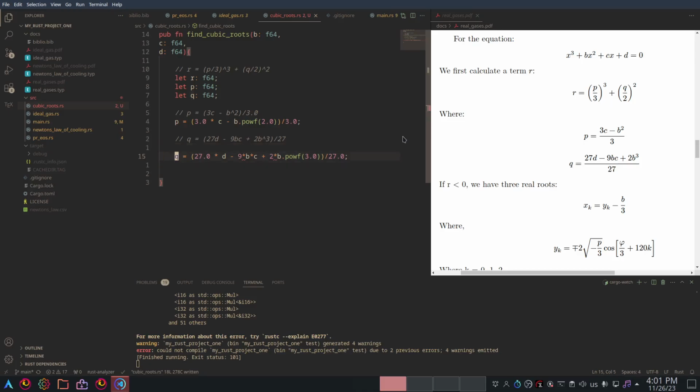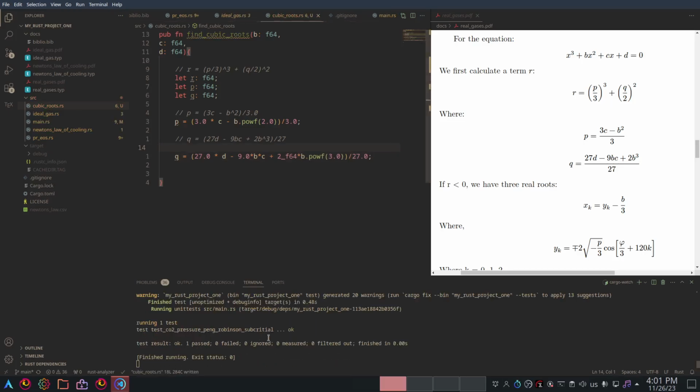And we are running into errors now because I forgot to mention that these should be floating point numbers, not integers. So I need to put a 0.0 here, or the other way is to put the F64 right here. This will designate that the 9 and the 2 and the 27 are floating point numbers, either with a 0.0 or an F64. That will tell the Rust compiler that these are floating point numbers. So now that we have P and Q, we can actually find R.